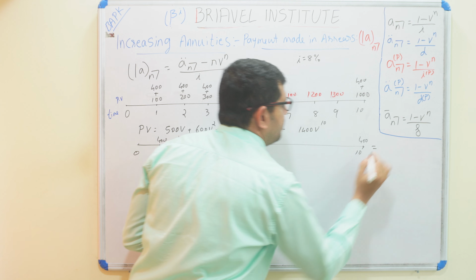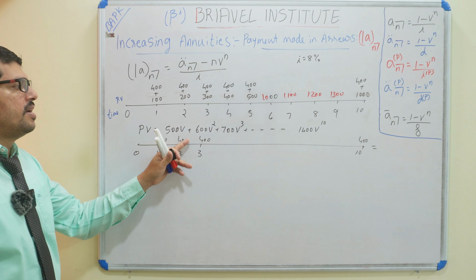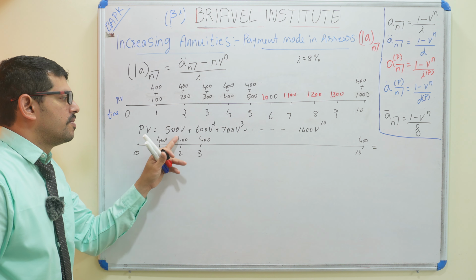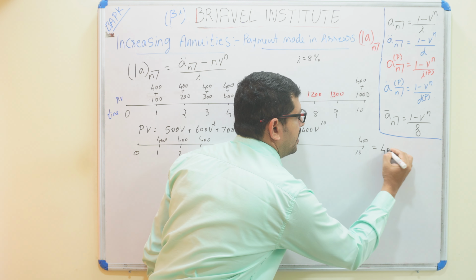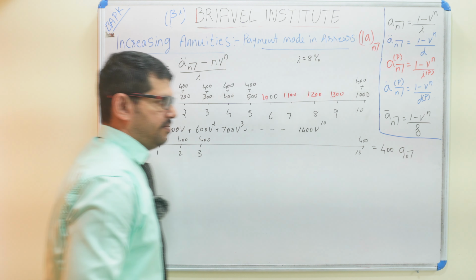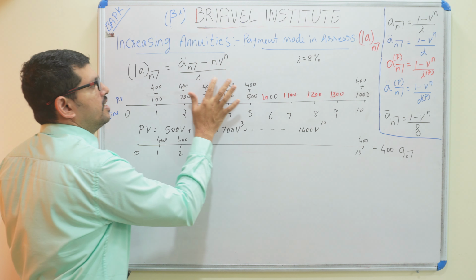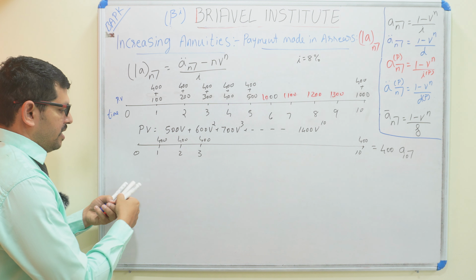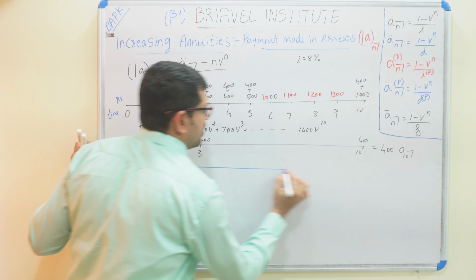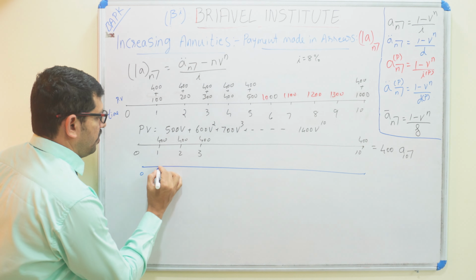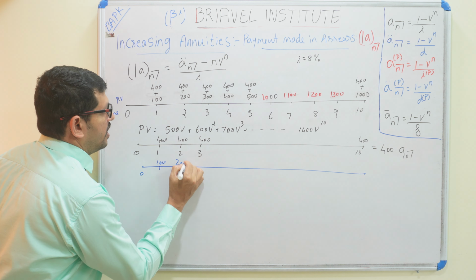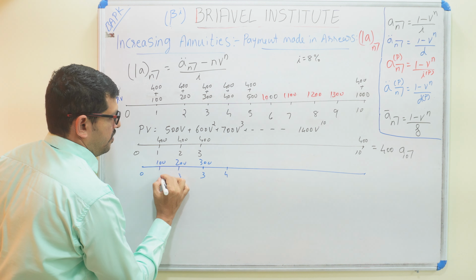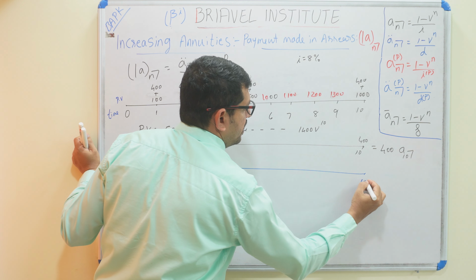So how can I write this? This is a constant payment every year, and the payment is made in arrears. That way I can write it as 400 a10. The 400 stays there every year, so I take it as 400 a10. And this 100 I can take like that: at time 0 nothing, first year 100, second year 200, third year 300, fourth year 400, up to the 10th year 1000.